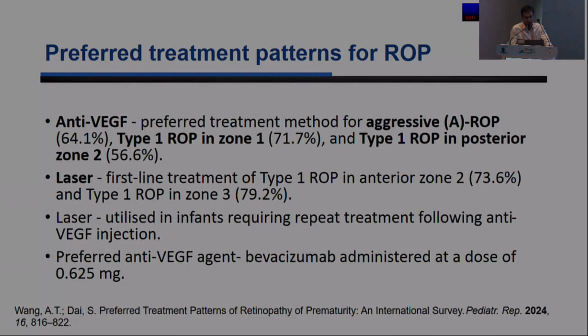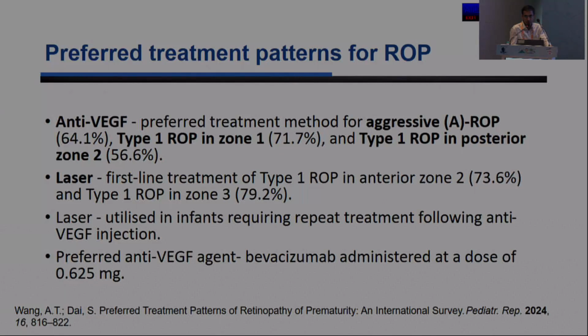This is a recent survey which was conducted involving 54 ophthalmologists from 11 countries, and each of the ophthalmologists was routinely screening about 394 babies per year. These were from developed and developing countries. However, India was excluded, but based on their response, this is the preferred pattern which we are even following in India. So most of the ophthalmologists, for aggressive ROP, type 1 ROP in zone 1 and type 1 ROP in posterior zone 2, were using anti-VEGFs.